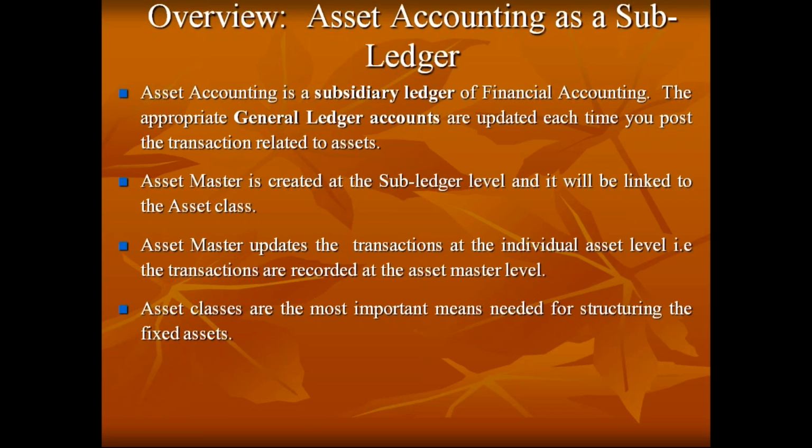The appropriate general ledger accounts are updated each time you post the transaction related to assets. Asset master is created at the subledger level and it will be linked to the asset class. So the first requirement is we have to go ahead with the asset master and then that gets linked to the asset class. Asset master updates the transactions at the individual assets level. That is, the transactions are recorded at the asset master level. Asset classes are the most important means needed for structuring the fixed assets.